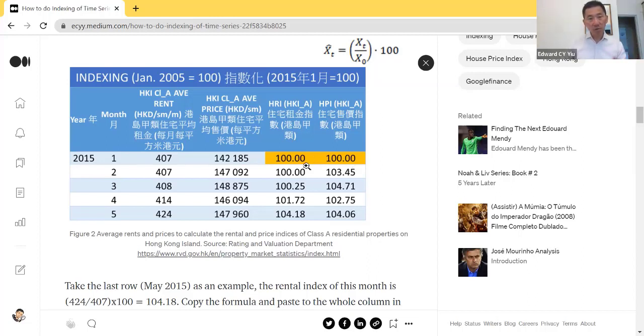Just fix a certain point of time to make the two series the same. Okay, so here, let me explain this chart. In 2015, from January to May, the third column refers to the average rent, from 407 to 424. And the fourth column refers to the average price, from 142,000 something to 147,000 something.